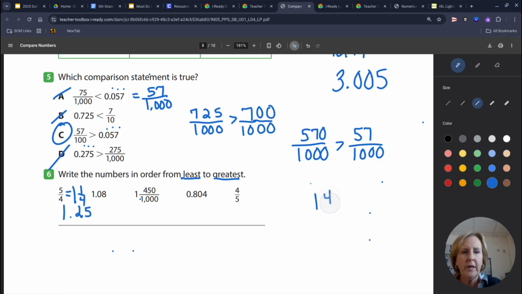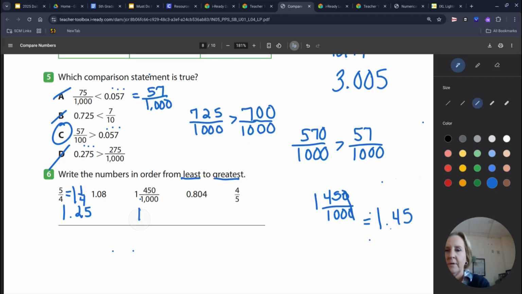1 and 450 thousandths. I'm going to shave off these zeros and make it 1 and 45 hundredths, which looks like that. Yeah, that makes it a little less scary. 1.45. So now look what I have. I changed this 1 and 1/4 to 1 and 25 hundredths.